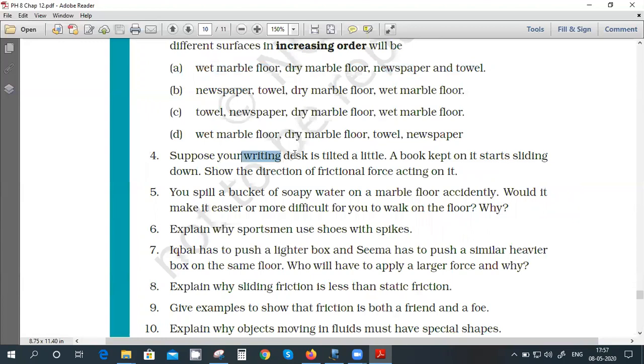Suppose your writing desk is tilted a little. A book kept on it starts sliding down. So what is the direction of the friction force acting on it? The direction of the friction force is upward.